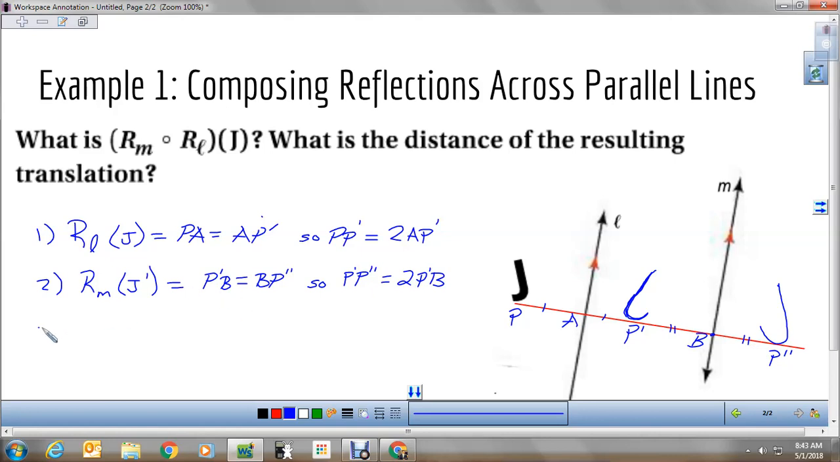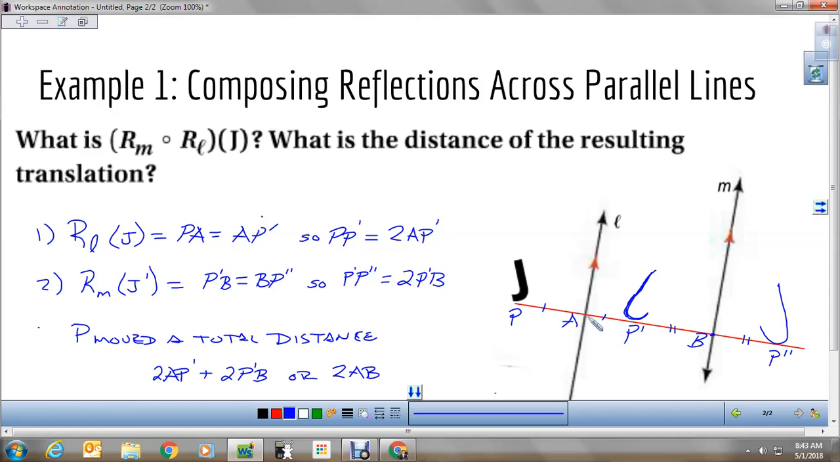So the last part here, how far did P move? What is the distance from P to P double prime? Well, P moved the total distance of the first distance. It moved 2 times A to P prime, plus it moved the distance of 2 times P prime to B, or we can say it moved 2 times the distance from A to B.